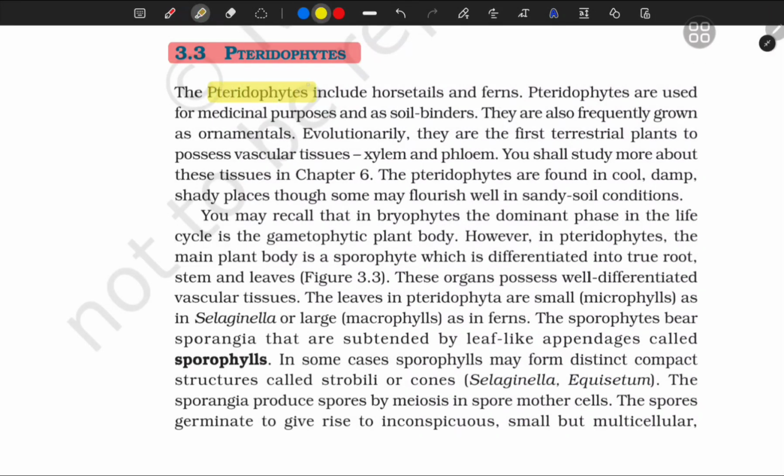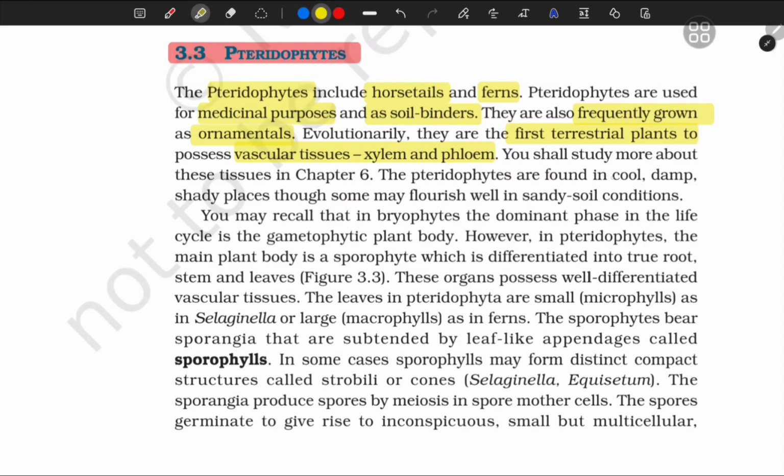The pteridophytes include horsetails and ferns. Pteridophytes are used for medicinal purposes and as soil binders. They also frequently grow as ornamentals. Evolutionarily, they are the first terrestrial plants to possess vascular tissue, xylem and phloem. You shall study more about these tissues in chapter 6.